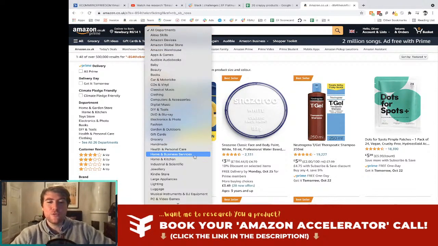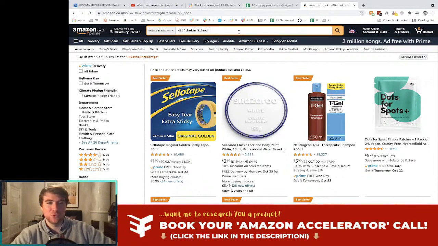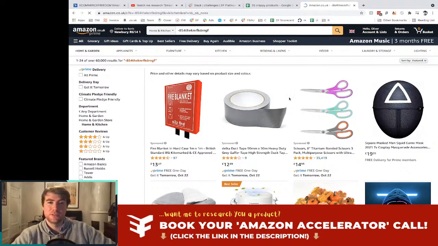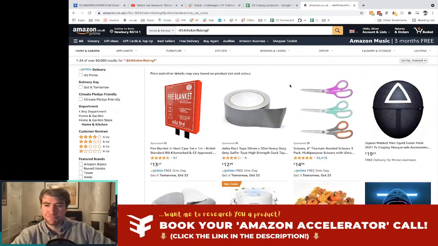Then once you've done that, choose a category. So I'd go for a low hassle category. Personally, I like home and kitchen. Always good. Lots of low hassle products in home and kitchen. Okay. Now you can see pretty much all the products in home and kitchen, sorted kind of randomly.